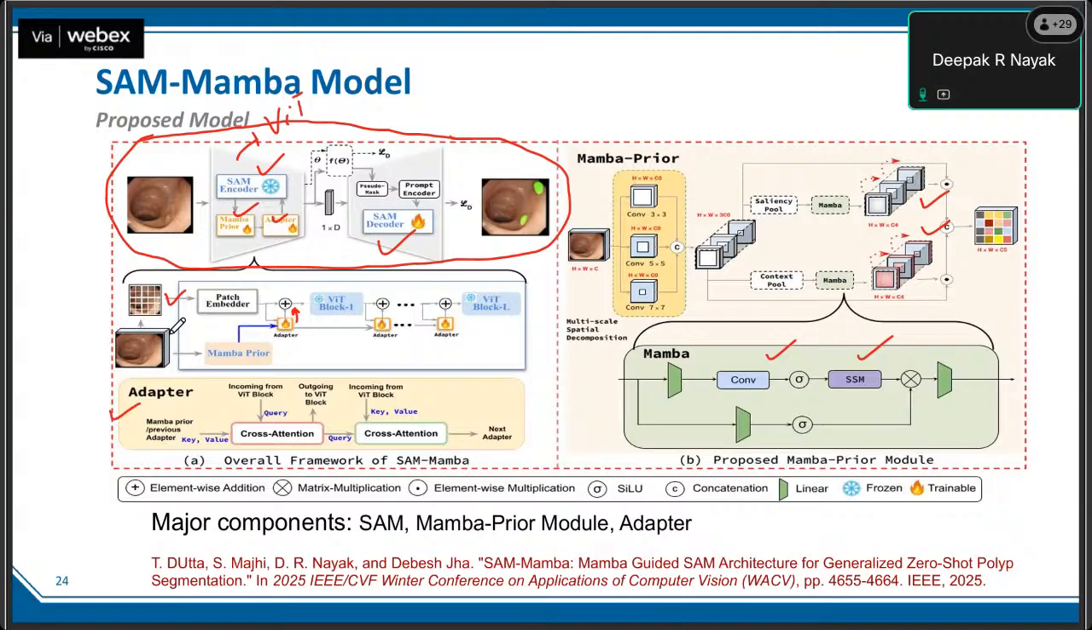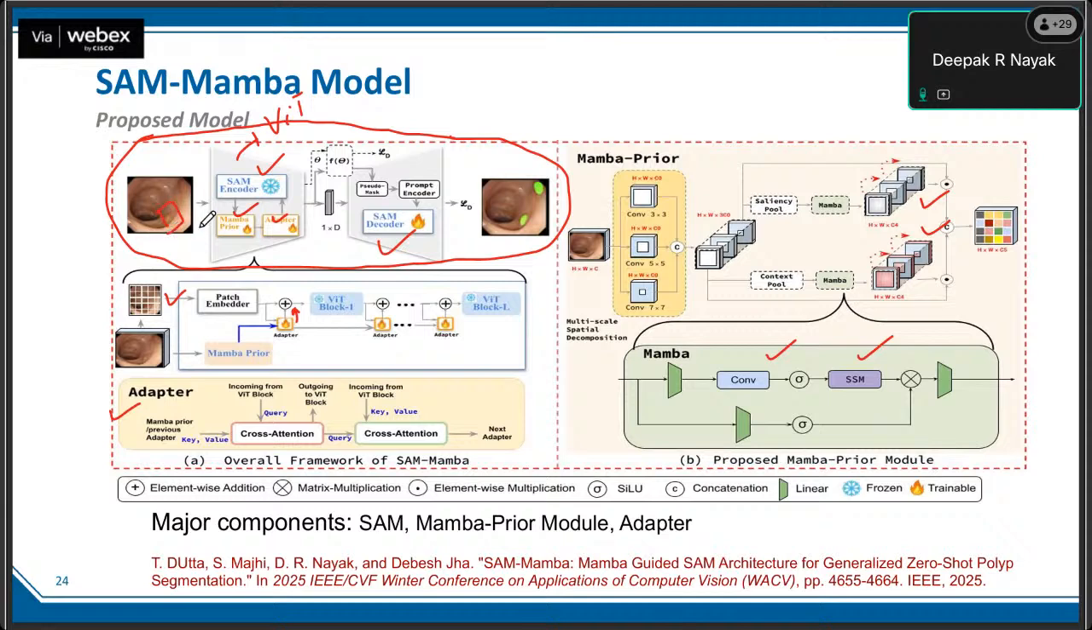So what we have done to address this particular issue is we have made the training strategy different. That means there are two stages in the training process. The first stage is to generate the pseudo mask, from which you can generate the prompts. The prompts could be anything, like the bounding box, right?